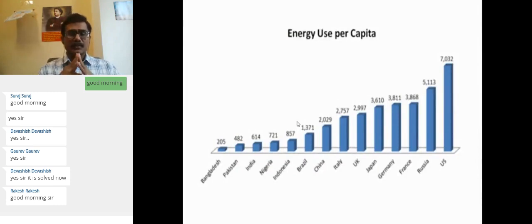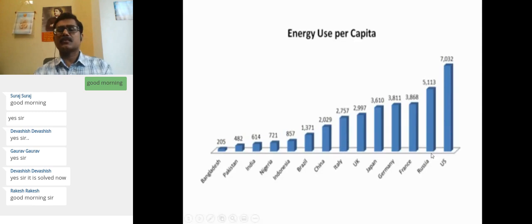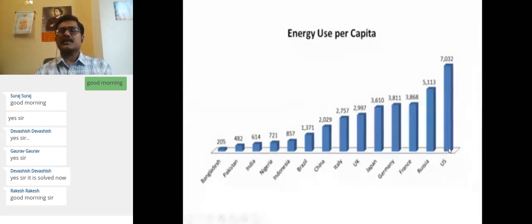This particular graph is a bar chart that shows the per capita consumption of a particular country from various continents, various parts of the globe. Some Asian countries at the beginning: Bangladesh, Pakistan, India. Nigeria, that is South African, then Brazil, South America, Indonesia, again East Asian, and China. Then some European countries: Italy, UK, Japan is there, Asian. For the European, Italy, UK, Germany, France, and in the northern part of the world, Russia and the United States, North America.